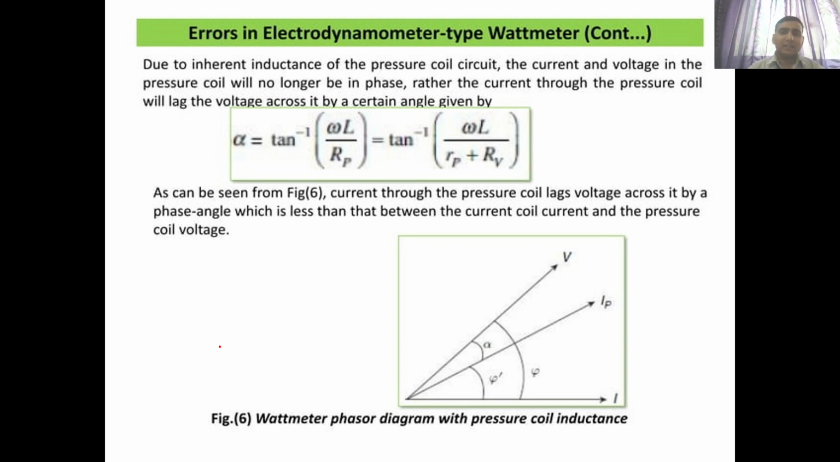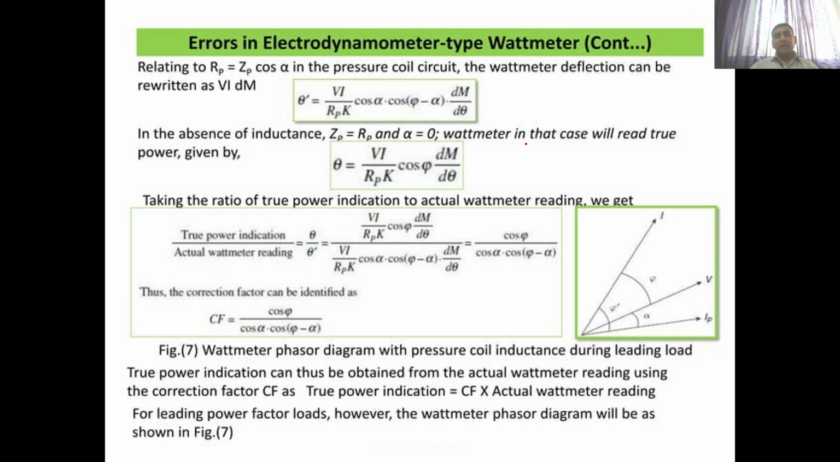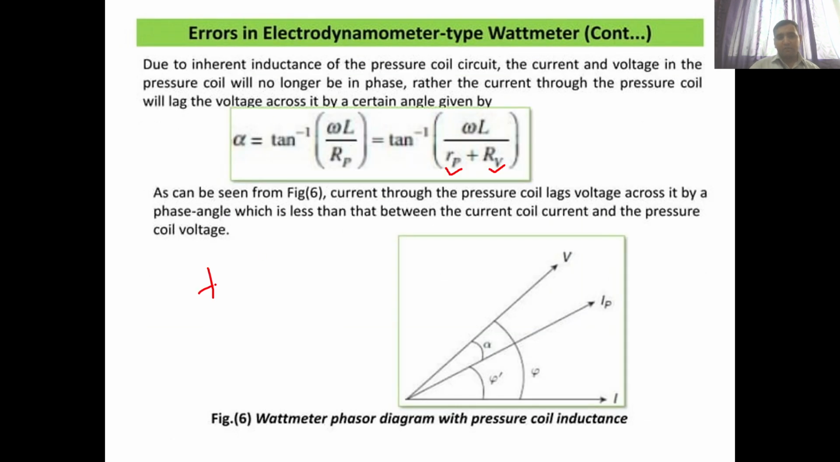Inherently, this effect of inductance of the pressure coil is always there, and this angle alpha can be represented by tan inverse of the imaginary value omega L and the real value Rp, where Rp is represented by small rp plus Rb, the resistance of the pressure coil and the external resistance connected to it. So tan alpha is equal to omega L by Rp.